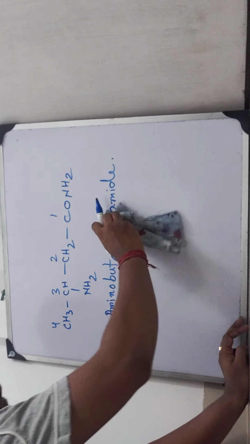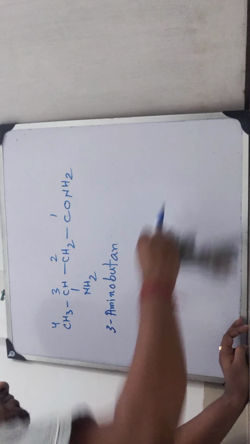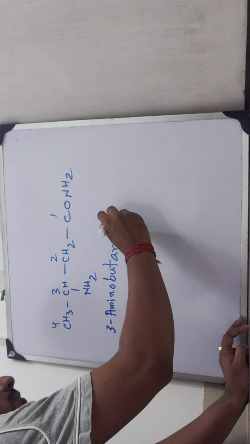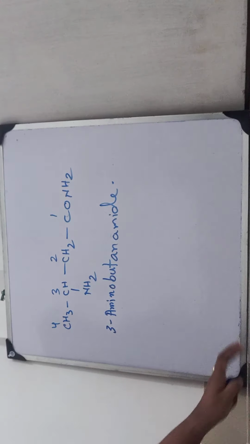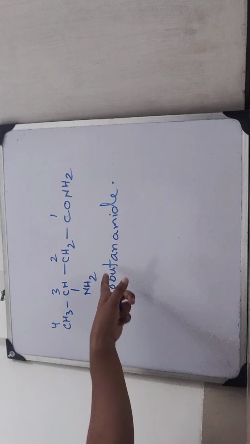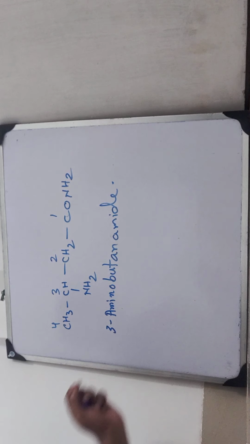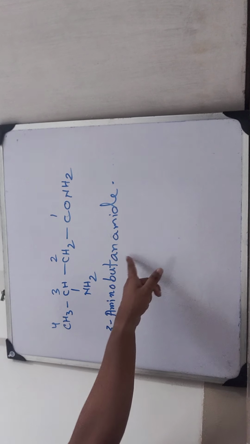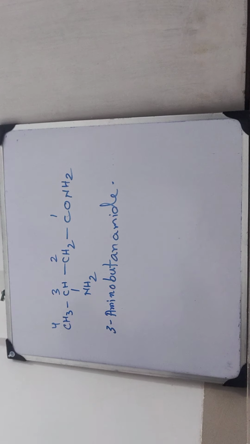Or in running hand you can also write butanamide. So 3 amino butanamide, this is also correct. 3 amino bute 1 amide, that is also correct. 3 amino butan 1 amide, that is also correct. Whichever suits you better, that one you will be using. Is that fine with everyone?